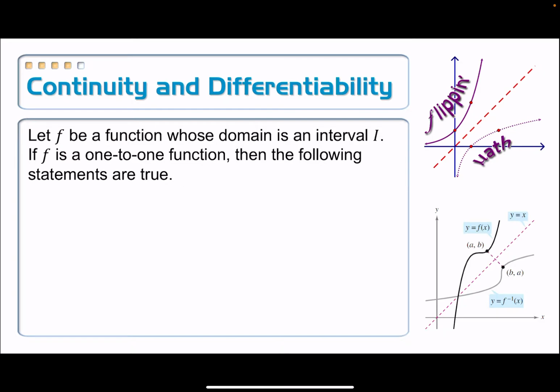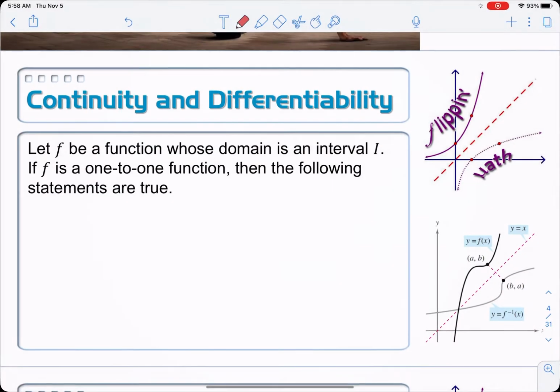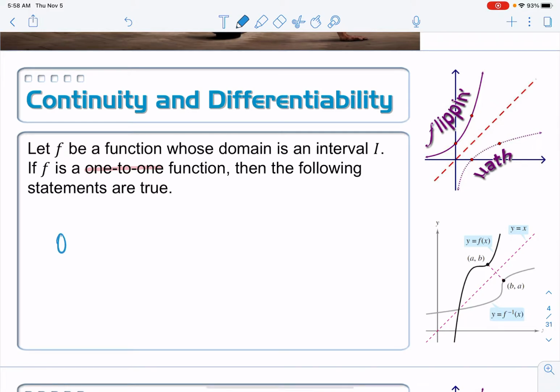Let f be a function whose domain is an interval I, and if f is a one-to-one function, then the following statements are true. Let me pause right here. One-to-one function, let's review that. This idea of being a one-to-one function is important. So one-to-one means two things.